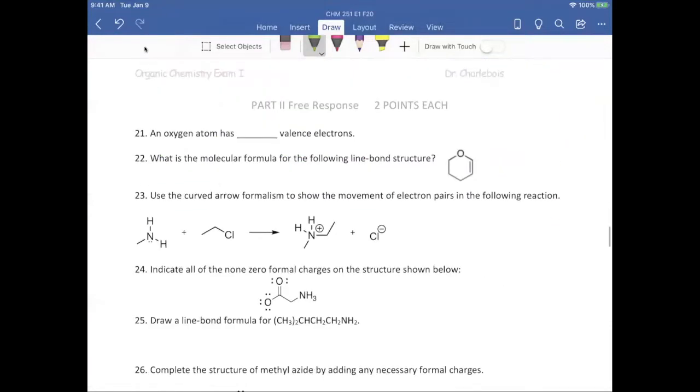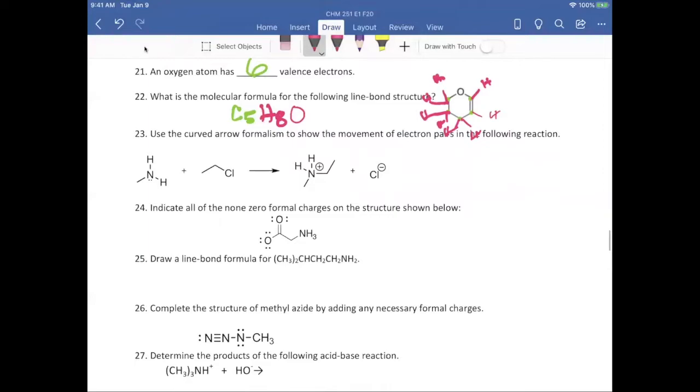C. Okay, so everybody got this question right. Oxygen has 6 valence electrons, so that's great. Number 22, what is the molecular formula of the line bond structure? So we have 1, 2, 3, 4, 5 carbons, so we're going to do C5, and then we want to know how many hydrogens, so there's 1 here, 1 here, 2 here, 2 here, and 2 here. And so we end up with a total of 1, 2, 3, 4, 5, 6, 7, 8. So we have H8, and then we have O. So the molecular formula for this compound is C5H8O.